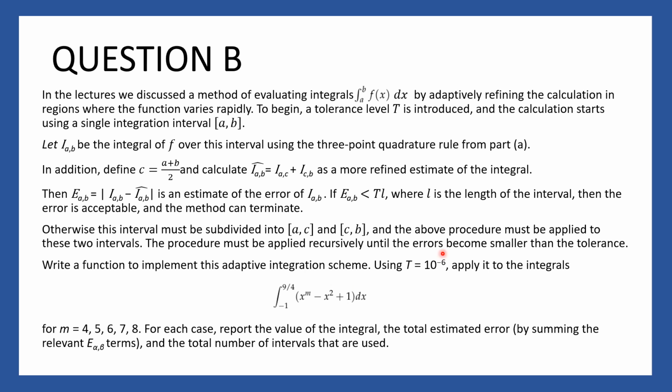Okay, so this is the second question. Because of time, I will not read the whole question, but I'll explain it. This question is actually asking us to apply adaptive Gauss integration using the Gauss quadrature rule that we actually generated from the beginning.